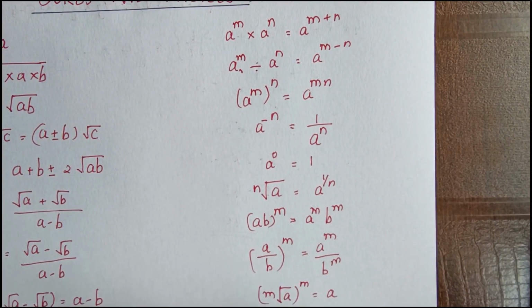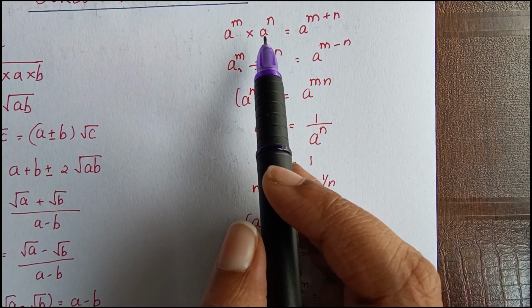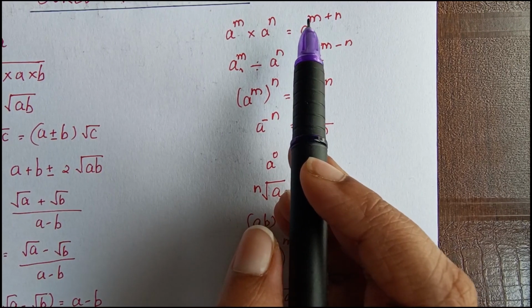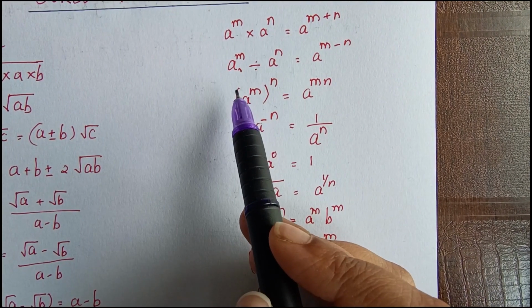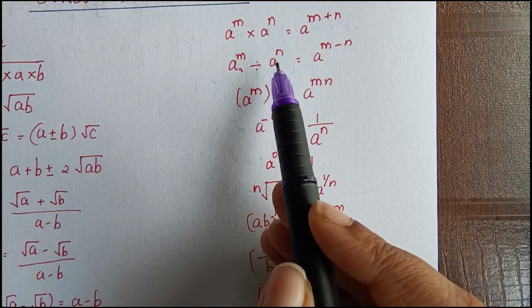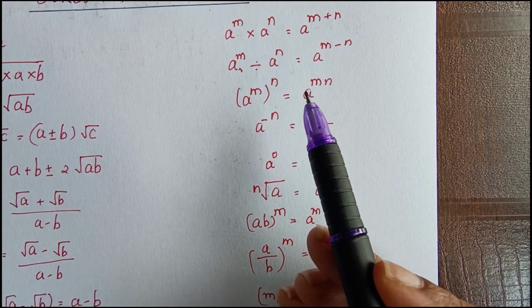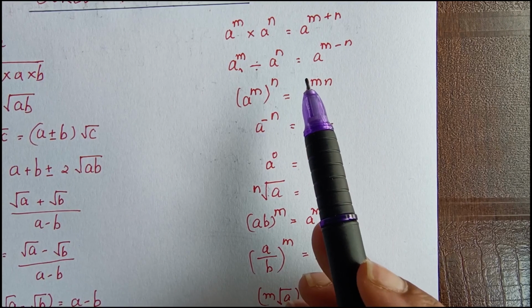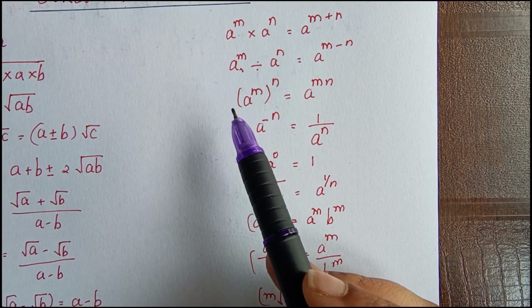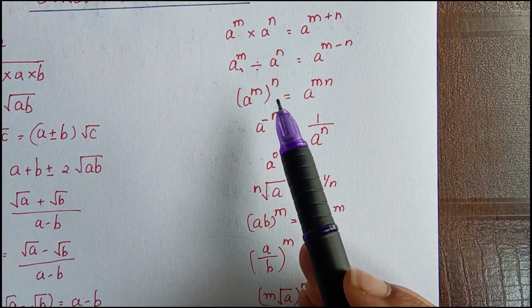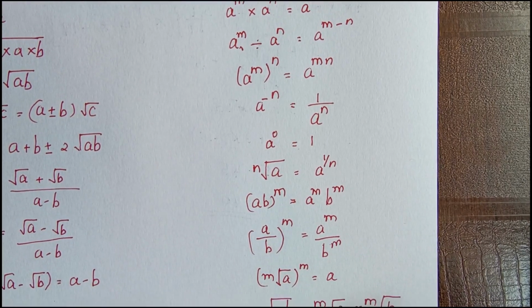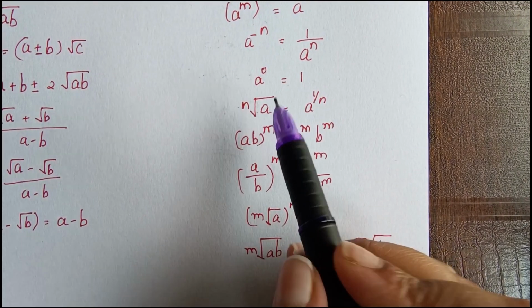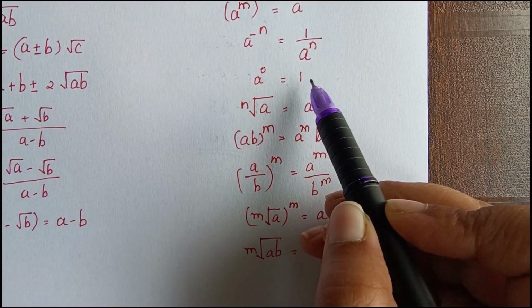Then a raised to m into a raised to n is equal to a raised to m plus n. Then a raised to m divided by a raised to n is a raised to m minus n. a raised to m the whole raised to n is equal to a raised to mn. And a raised to minus n is equal to 1 by a raised to n. Next, a raised to 0 equal to 1.